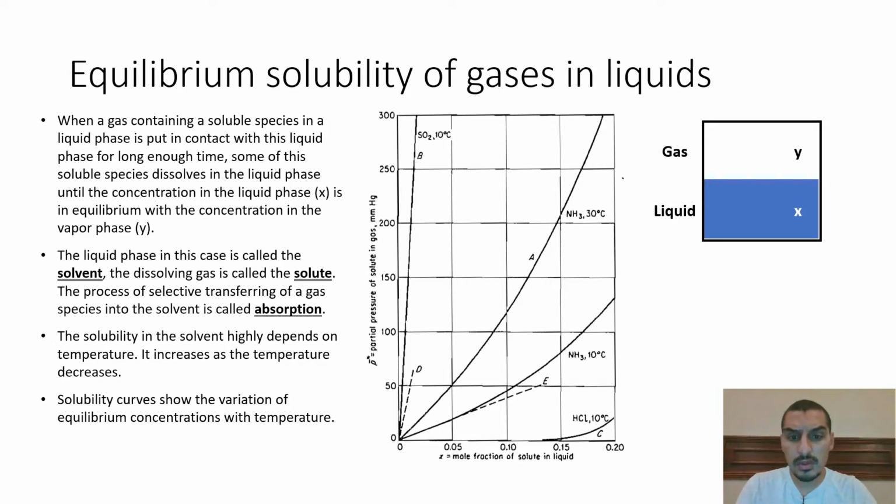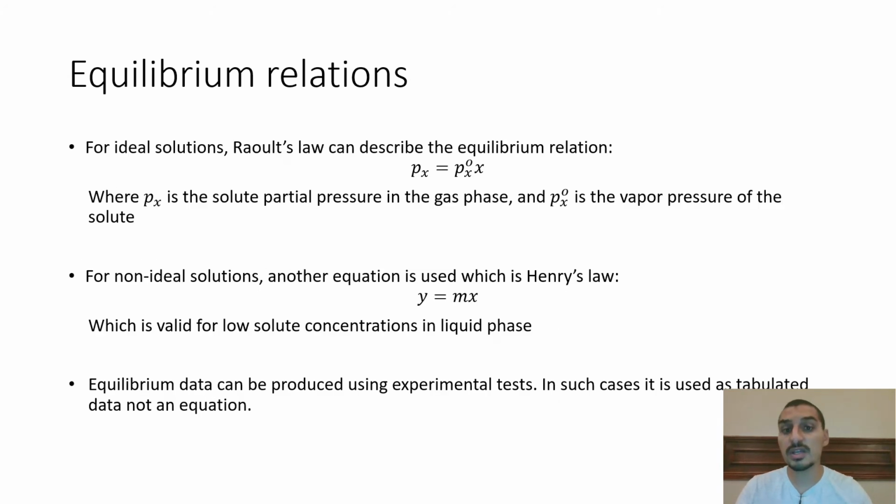To go further with the equilibrium solubility of gases, there are relations that were developed to describe this equilibrium relation mathematically. One of them is Raoult's law, which we can use in the case of ideal solutions. Raoult's law says that the partial pressure in the gas phase is equal to the vapor pressure multiplied by the mole fraction in the liquid phase.